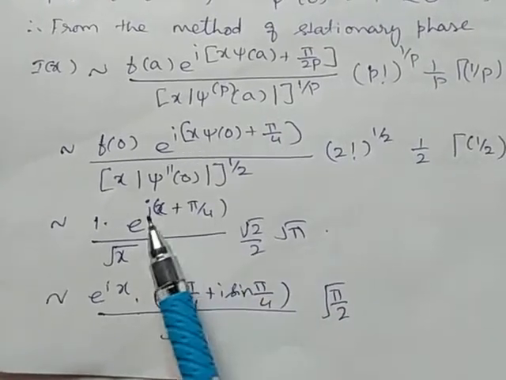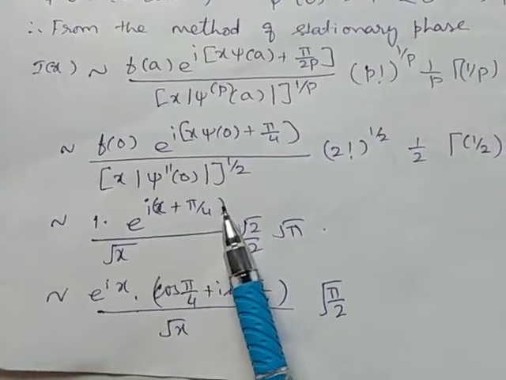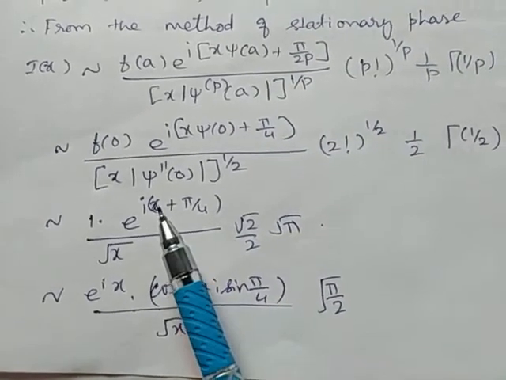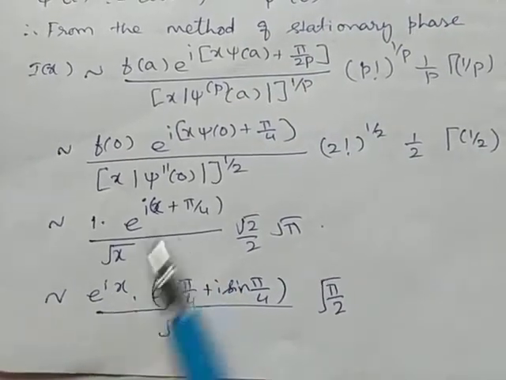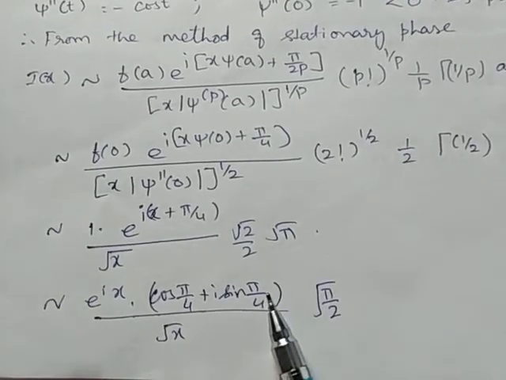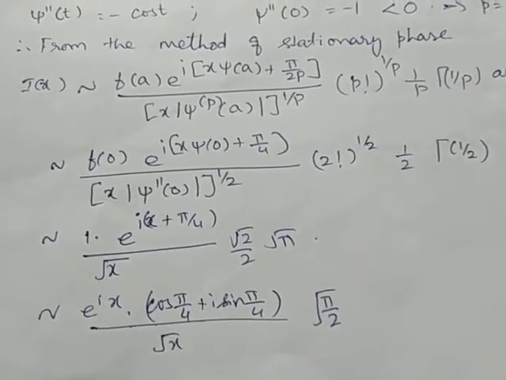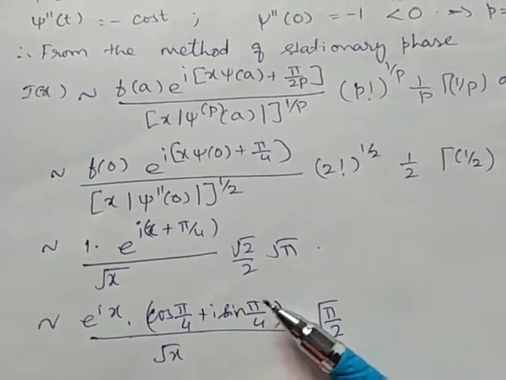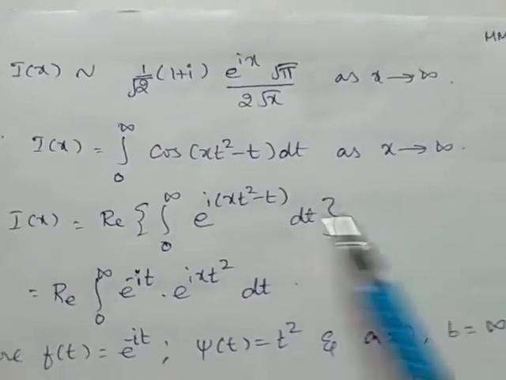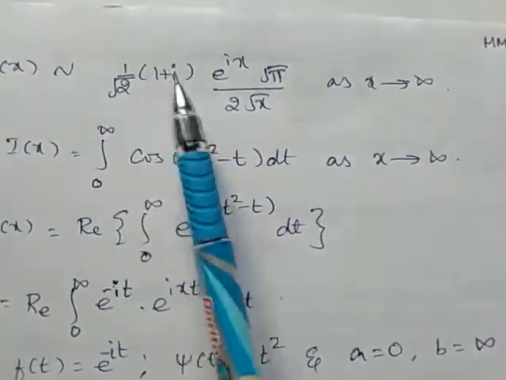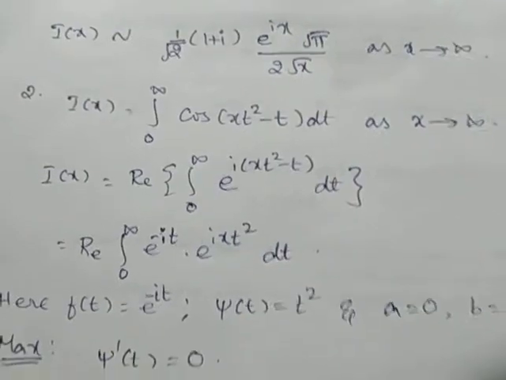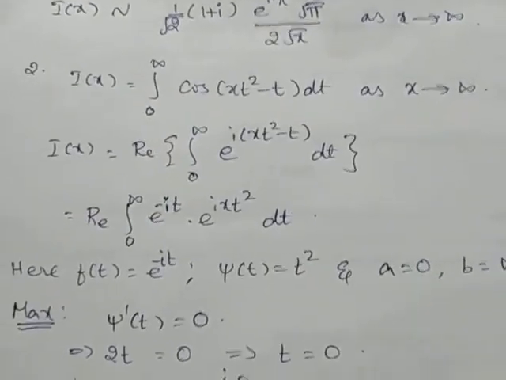This we can write as e power ix into e power i pi by 4. What is e power i theta? Cos theta plus i sin theta. Therefore e power ix remains as it is. E power i pi by 4 reduces to cos pi by 4 plus i sin pi by 4. What is cos pi by 4? 1 by root 2 plus i 1 by root 2. When I substitute that, we'll get 1 plus i by root 2. I have taken 1 by 2 common, remaining terms as it is. So this is the solution for the given integral, or the leading order term for the given integral.